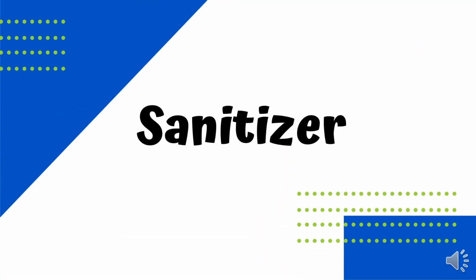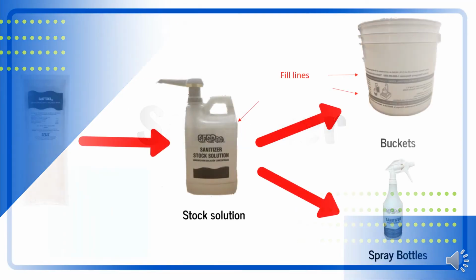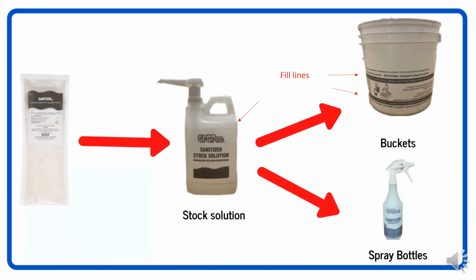Now we're going to specifically talk about sanitizer. Earlier I talked to you about how these pouches can be made into all different concentrations. This sanitizer pouch can fill a sink like we showed you earlier, and another thing it can do is make stock solutions. In the case of this stock solution pump, you're going to fill it to about here. There's a line on the back of this. You fill it with water and then you pour in 1 pouch.